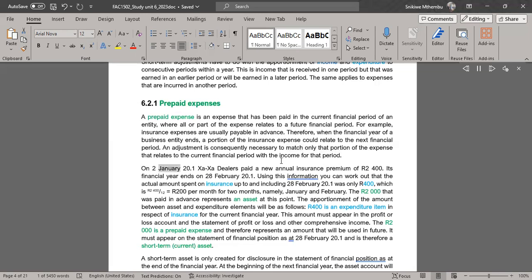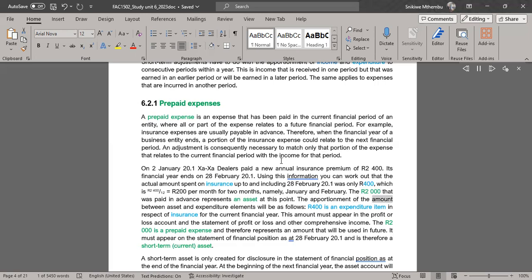On 2 January 20.1 XAXA dealers paid a new annual insurance premium of $2,400. Its financial year ends on 28 February 20.1. Using this information you can work out that the actual amount spent on insurance up to and including 28 February 20.1 was only $400, which is $2,400/12 equals $200 per month for 2 months, namely, January and February. The $2,000 that was paid in advance represents an asset at this point.